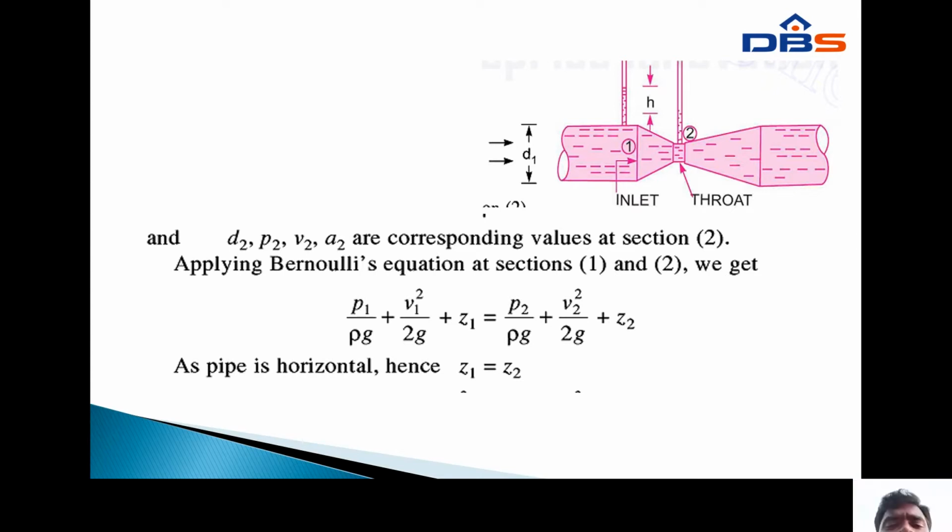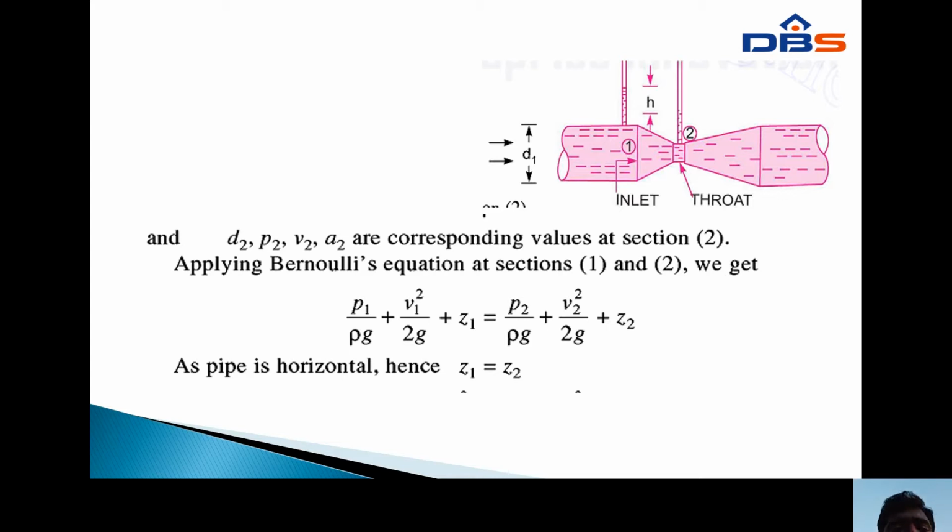Next, applying Bernoulli's equation at section 1 and section 2, we get: P1 by rho g plus V1 square by 2g plus Z1 equals P2 by rho g plus V2 square by 2g plus Z2. This is Bernoulli's equation. P1 by rho g plus V1 square by 2g plus Z1 is the Bernoulli's equation at section 1, and P2 by rho g plus V2 square by 2g plus Z2 is the Bernoulli's equation at section 2. These two Bernoulli's equations are equated.